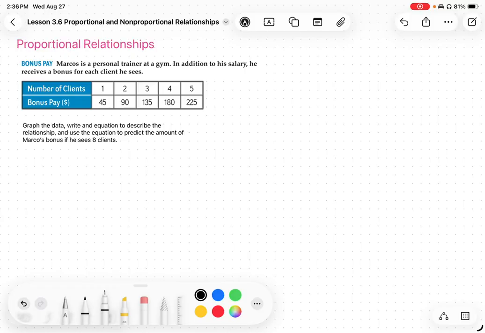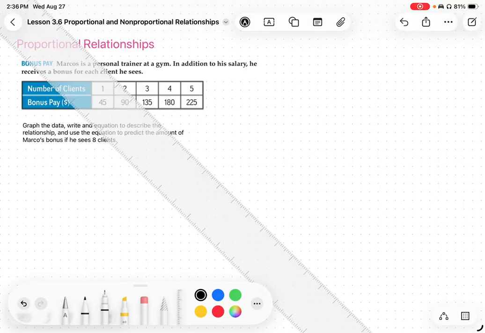So we're going to do three things here. We're going to graph this data. We're going to write an equation to describe the relationship. And then we're going to use that equation to make a prediction, the amount of money he gets if he sees 8 clients. So step one is to graph it.